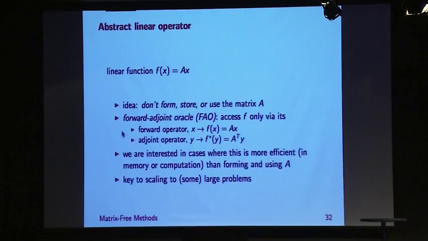Now obviously you can wrap a forward adjoint oracle around an ordinary matrix. Here, I'll do it right now. Return A times x. And here's the adjoint implementation: return A transpose times y. But the idea is we're interested in cases where you can do this much more efficiently than that, both in storage and also in computation. This is the key to scaling to large problems.